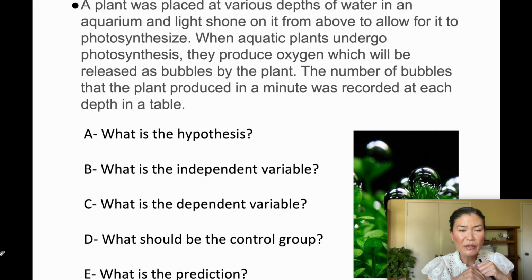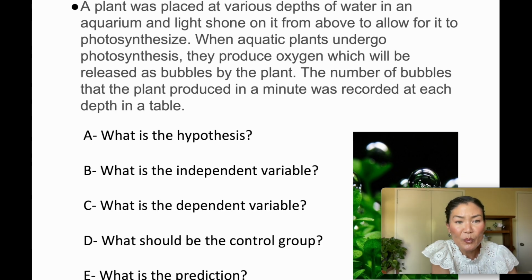So here's an example of an experiment. A plant was placed at various depths of water in an aquarium, and light shone on it from above to allow for it to photosynthesize. When aquatic plants undergo photosynthesis, they produce oxygen, which will be released as bubbles by the plant. The number of bubbles that the plant produced in a minute was recorded at each depth in a table.